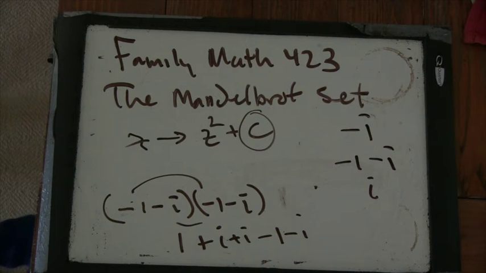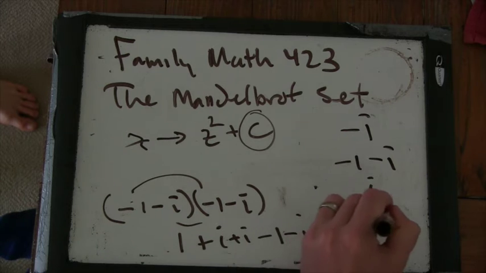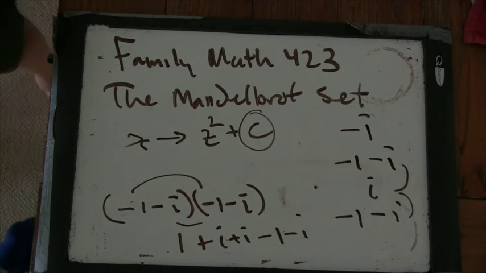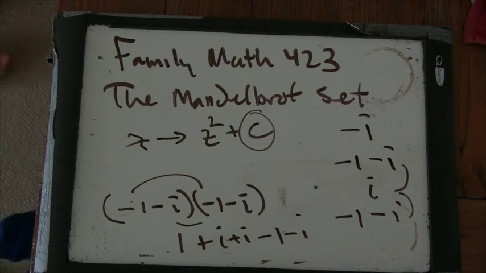And then we would get minus 1 minus i. Again, minus 1 minus i. So it loops in the same way. It loops in a very similar way. i and minus i are both in. Okay, cool. So we found a couple numbers that are in.